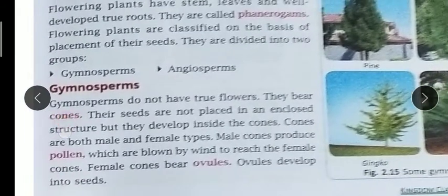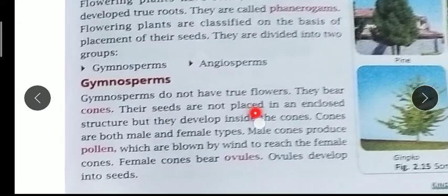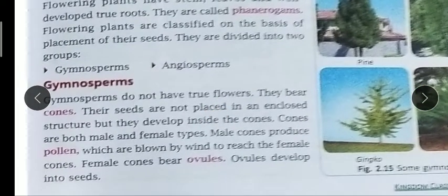It is written here: their seeds are not placed in an enclosed structure. They do not have a seed coat. The seeds develop inside the cones only. Cones are of both male type and female type.